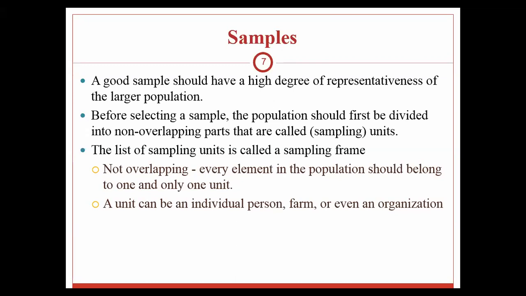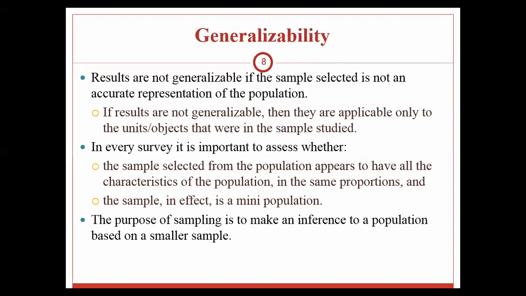Non-overlapping means that every element in the population should belong to one and only one unit. A unit can be an individual person, it can be a firm, or it can be an organization. Let's say you wanted to study the health sector, then your units are hospitals. They're non-overlapping in the sense that Mulago Hospital cannot be Mengo. There's no mix up in there. That's what we mean. So you need to first have the units, and then the sampling frame. We shall see later how that sampling frame is used.